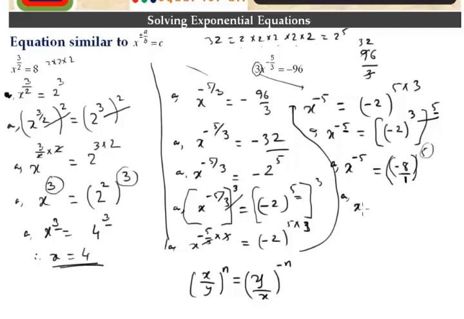So we can write x equals, if we swap the numerator and denominator, we will get 1 divided by -8, and then this positive power will become a negative power. So now x to the power -5 equals this to the power -5, so x will be this base. Therefore x equals -1/8.